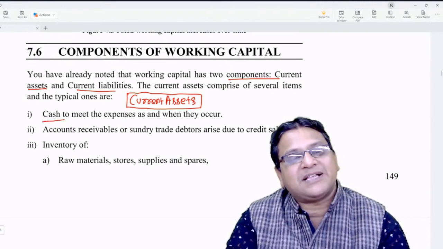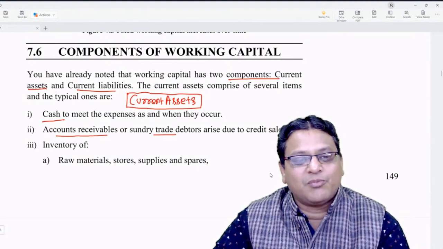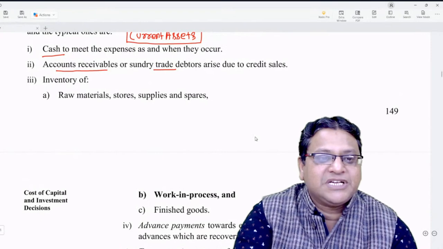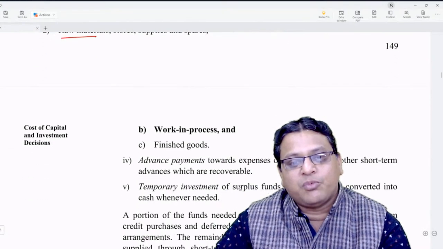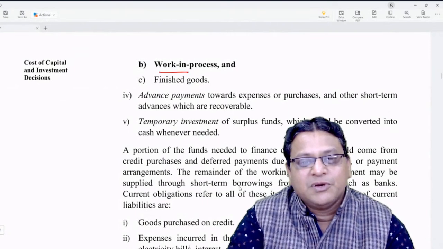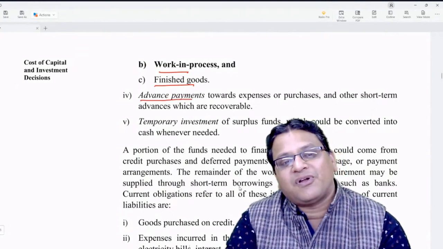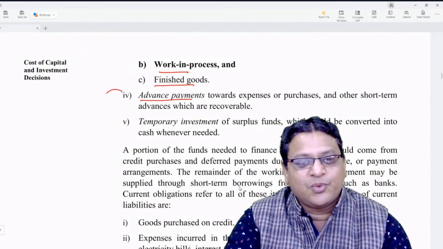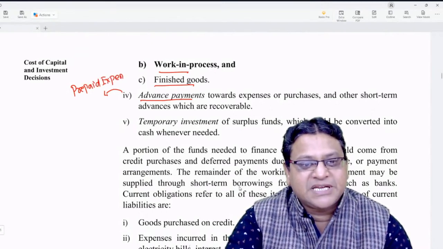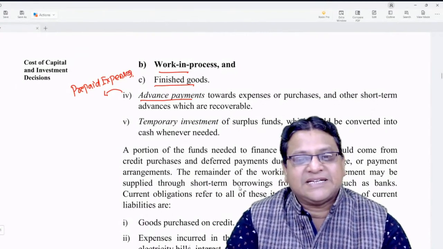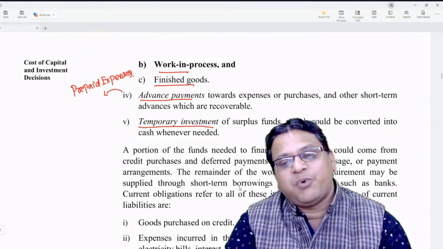Current assets may be in the form of cash. Current assets may be in the form of accounts receivable or debtors. Current assets can be in the form of inventory. What is inventory? Inventory means stock. Current assets may be in the form of stock of raw material, stock of work in progress, or finished goods. And advance payment of expenses is also a part of current assets. What is advance payment of expenses? This is also known as prepaid expenses, expenses paid in advance. Prepaid expenses is a component of current assets. Similarly, temporary investment is a component of current assets. So these are different forms of current assets.